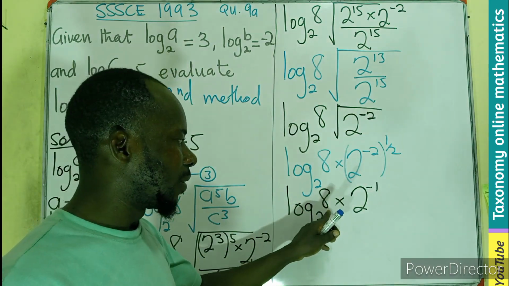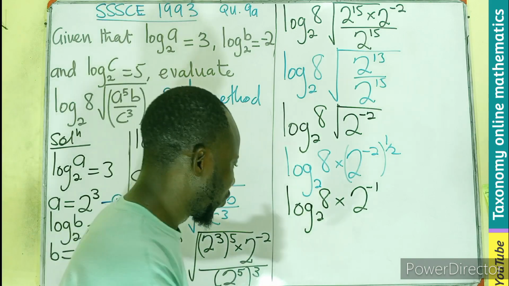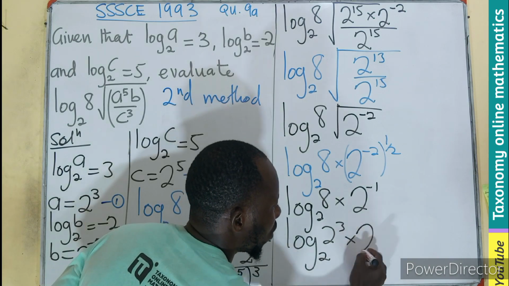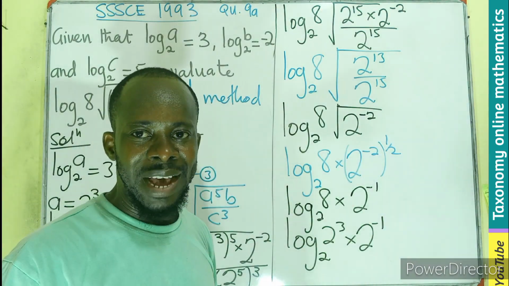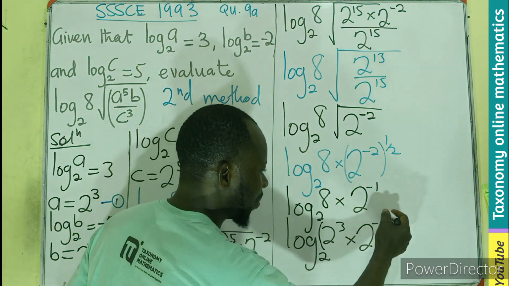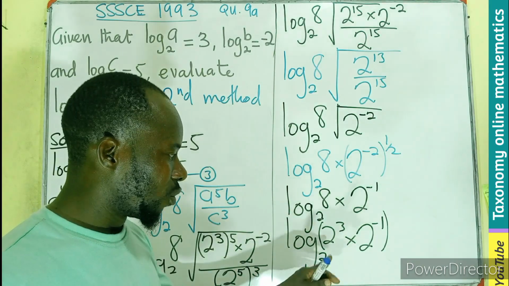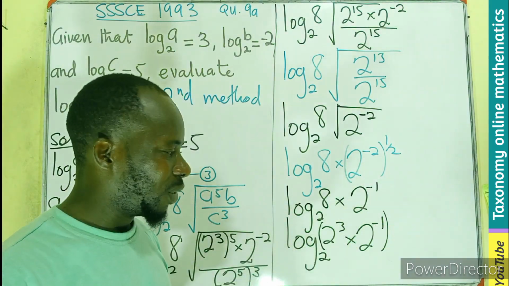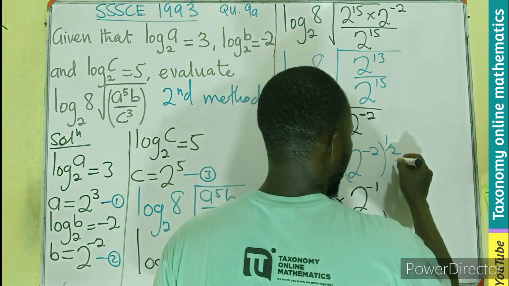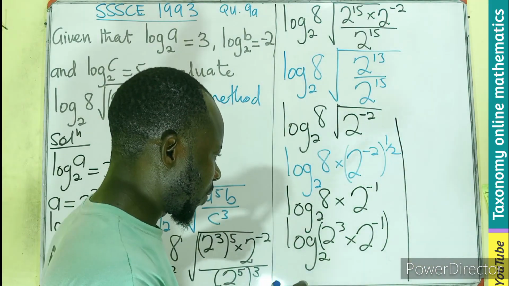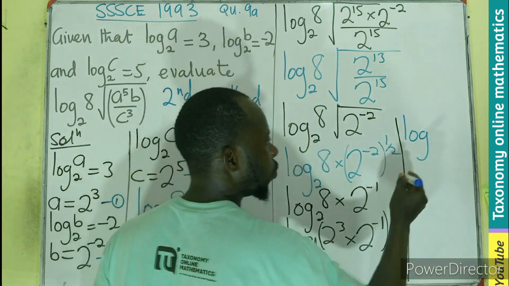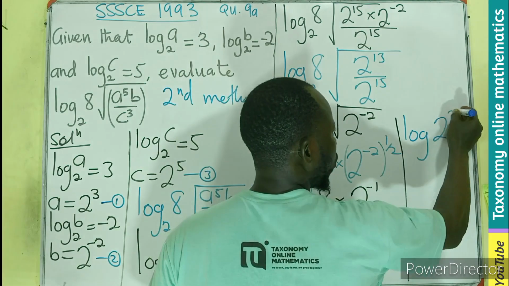But I can see this to be a base of 2. So I'll have the logarithm of 2 exponent 3 base 2, times 2 exponent negative 1. I believe you know where I'm going. I have the same base. Even if I put this in a bracket, I am still solving them as indices, so with the same base we add the exponents. 3 plus negative 1 gives you a positive 2. So we are going to have the logarithm of 2 exponent 2, base 2.